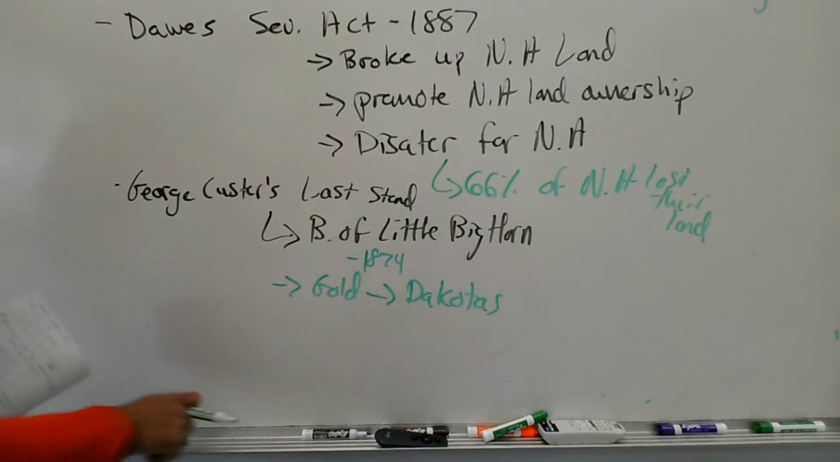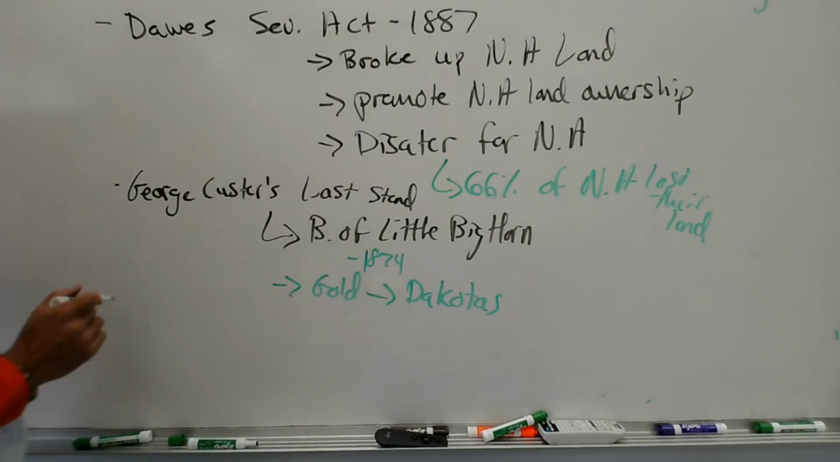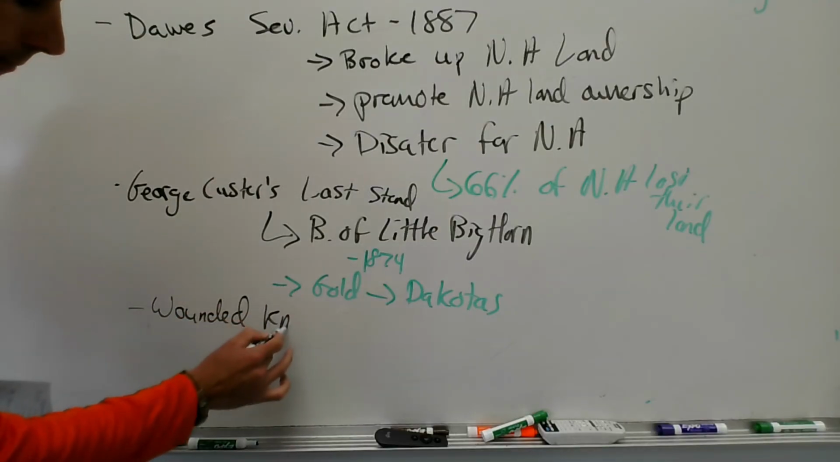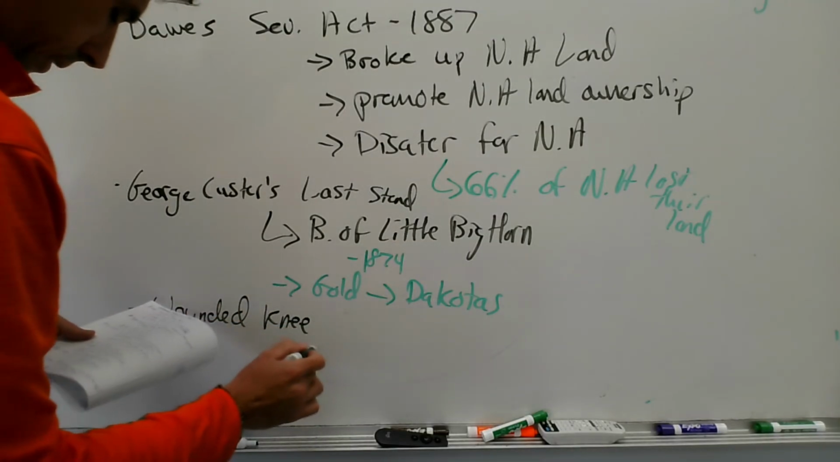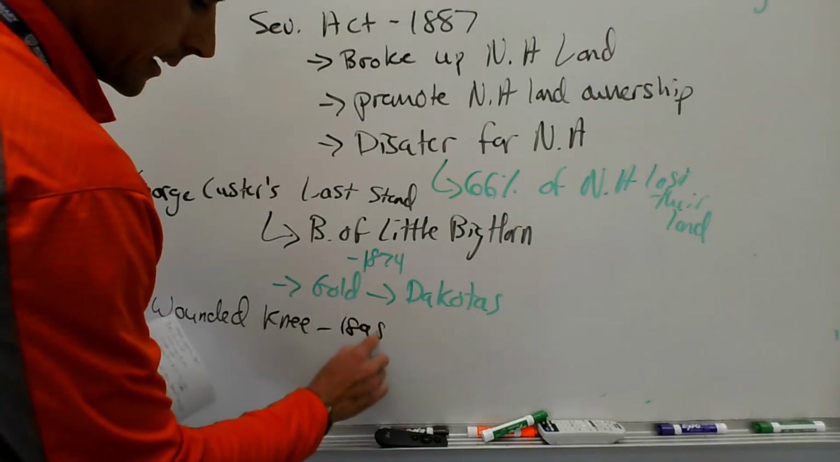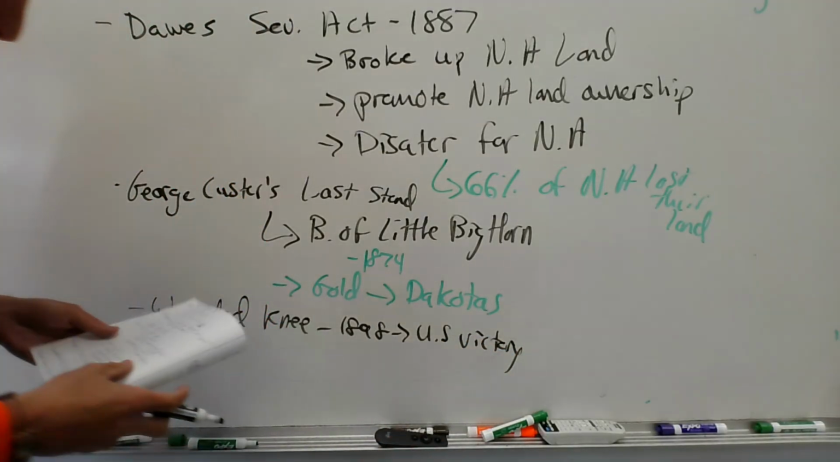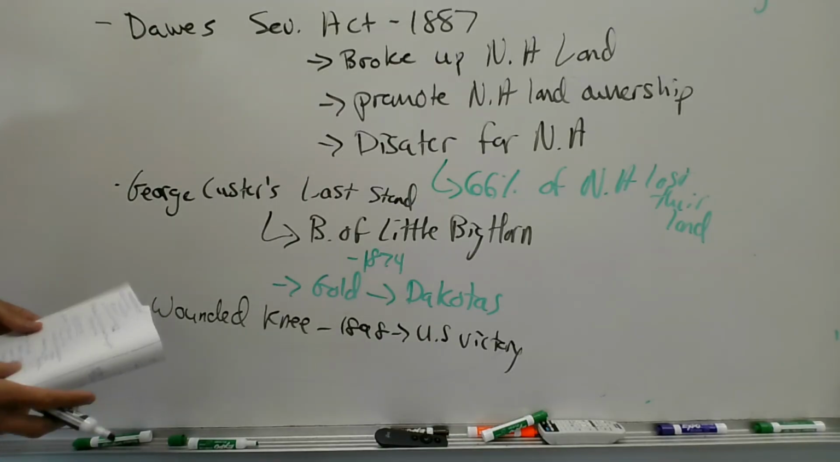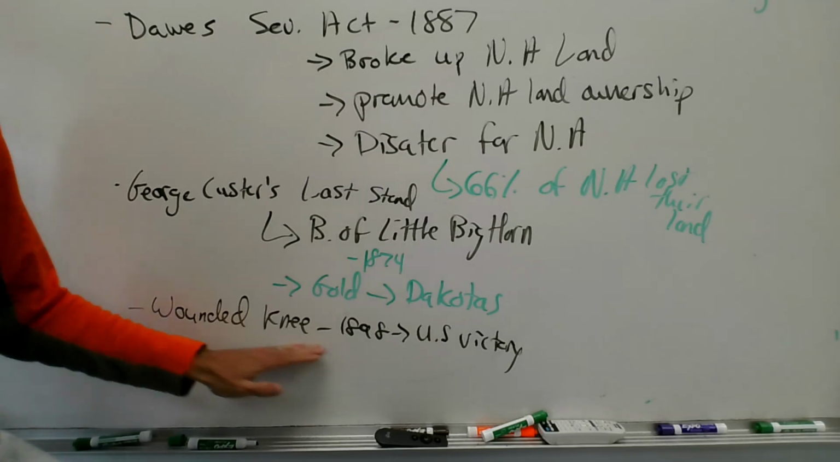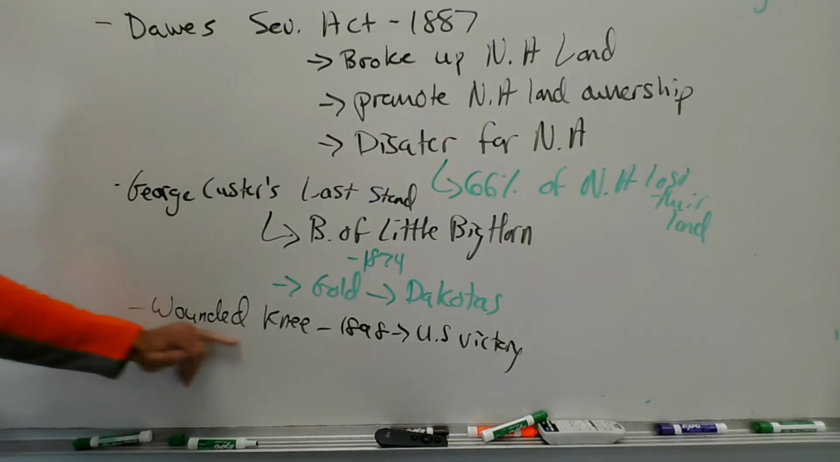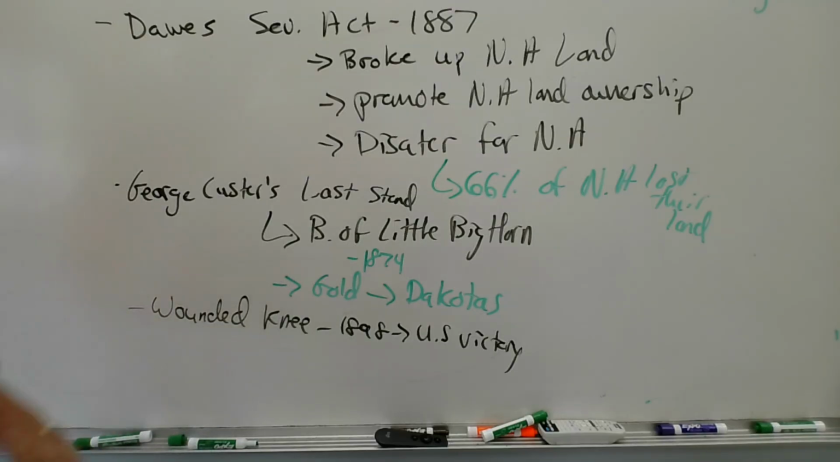All right. Another big horrible thing for the Native Americans was the battle at Wounded Knee. This is a U.S. victory. This is 1898. But this was where the United States, as a response to the Sand Creek Massacre, attacked, and this was a horrible defeat for the Native Americans. A lot of innocent people were killed here by the United States at that time.